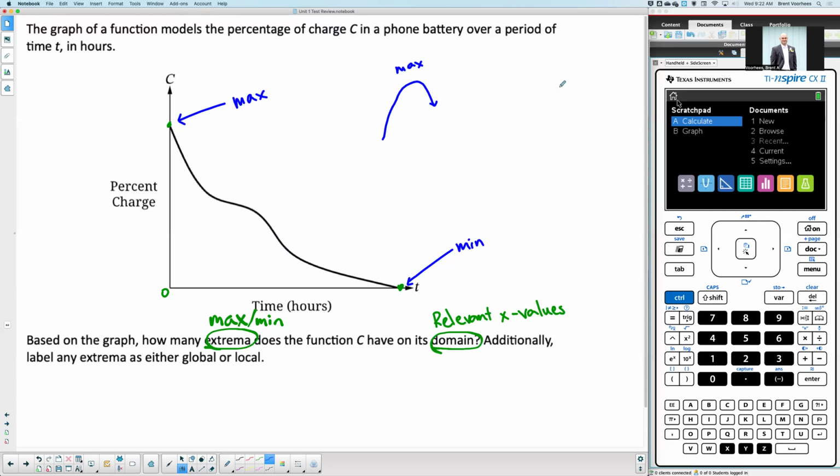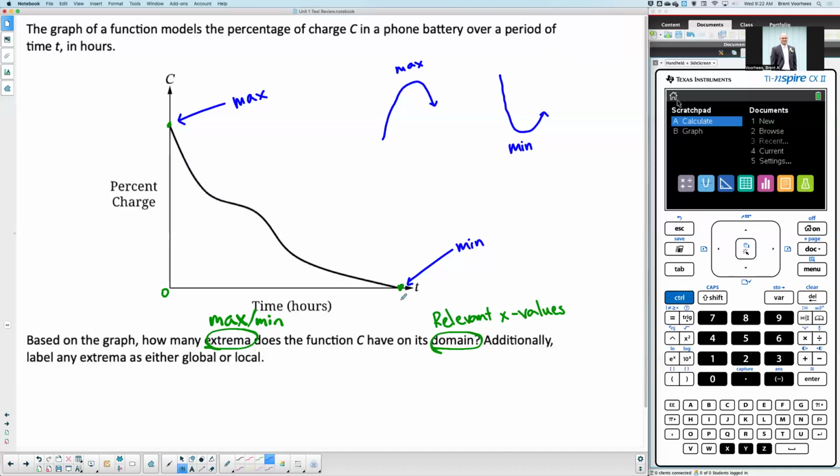Okay, a minimum occurs when you're decreasing and then you begin to increase. So that would create a minimum if you're decreasing and then begin to increase. Does that ever happen? Are we decreasing and then start to increase and then decrease again? No. So there's no other maximums and minimums on this graph.